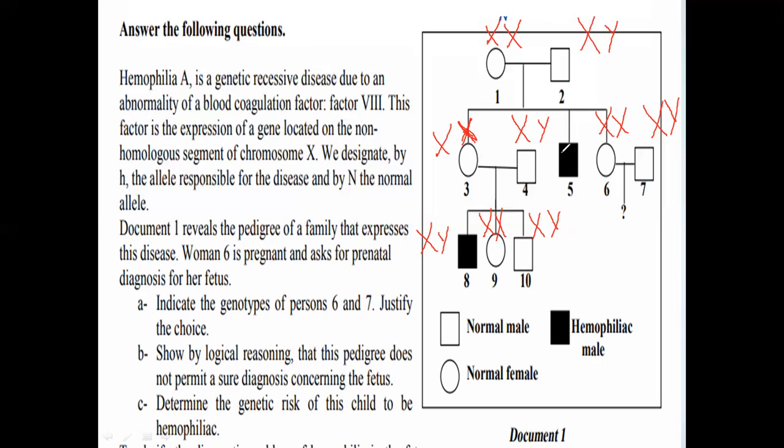But she gave birth to affected individual number 5. So individual number 5 surely has XH, so it should be inherited from the mother. Here, the father obligatorily is XNY. Why? Because if he had XHY, this person would be affected. He would be affected because he has only one X and the allele of the disease is represented in the non-homologous region of X. So if he had XHY, this person would be affected. But he is normal. So obligatorily it will be XNY.